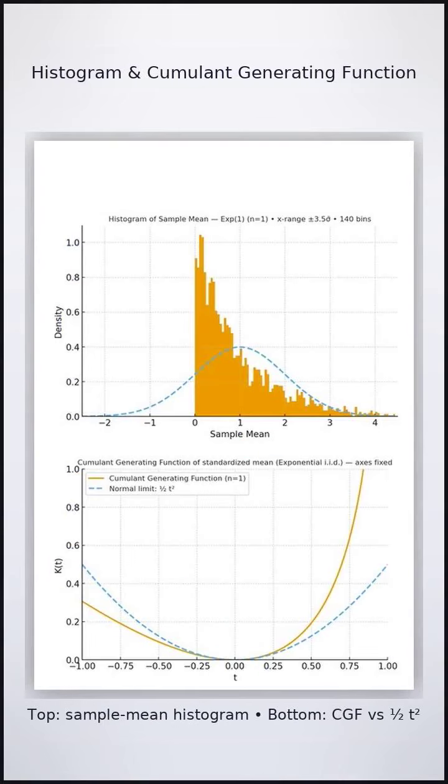At the top you see a plot of the histogram of the sample average. The dashed curve in blue is the ideal normal with the same mean and variance. Below, we see that the cumulant generating function of the sample average, as the number of samples increases, moves toward 1/2 times t squared, the fingerprint of a normal distribution.